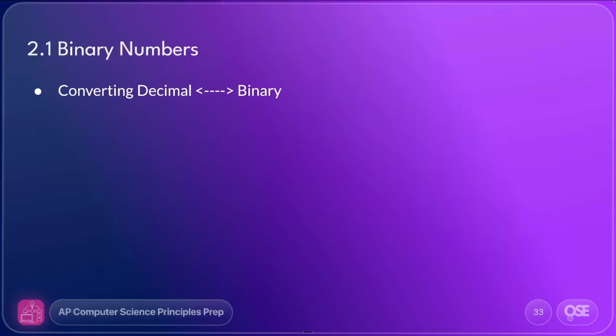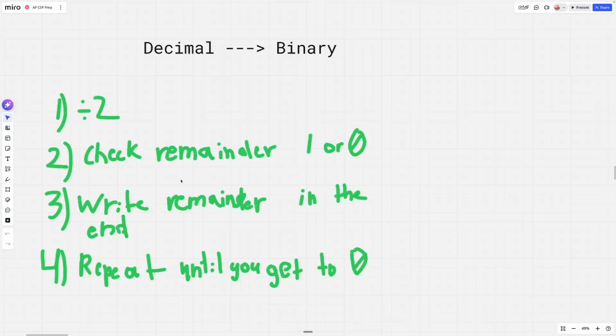Now let's learn how to convert decimal to binary and the other way around. So here are the steps of how to convert a decimal number to a binary. First, you have to divide the number by 2.